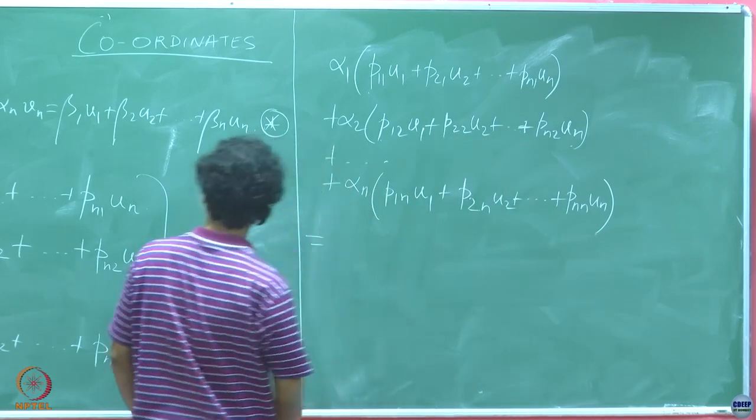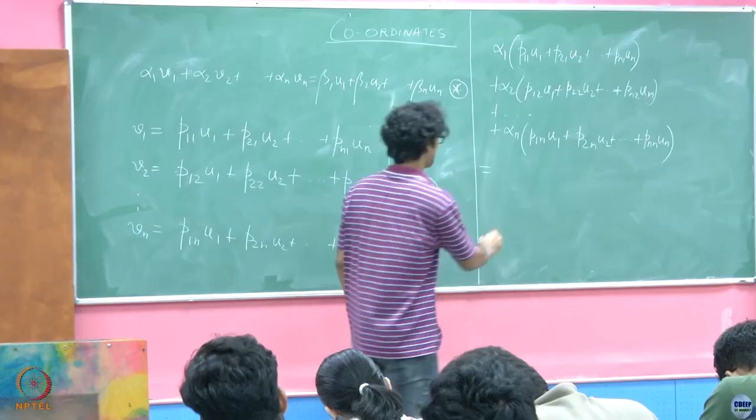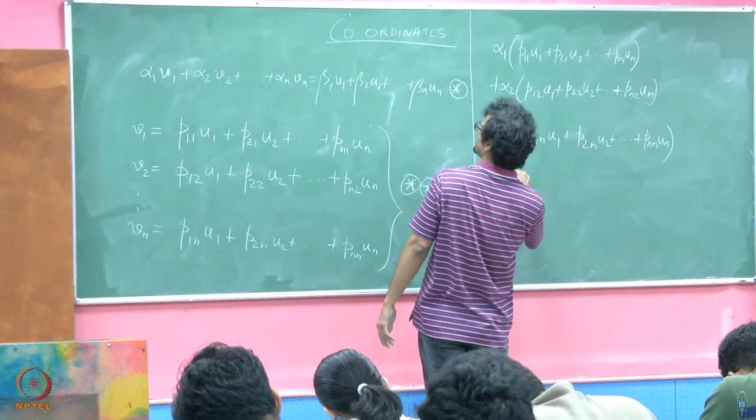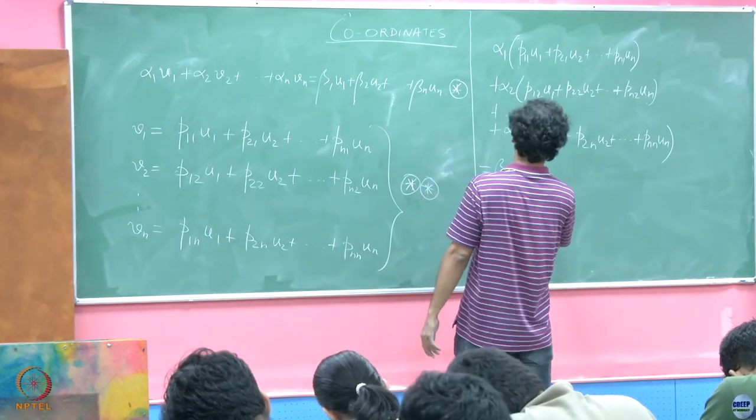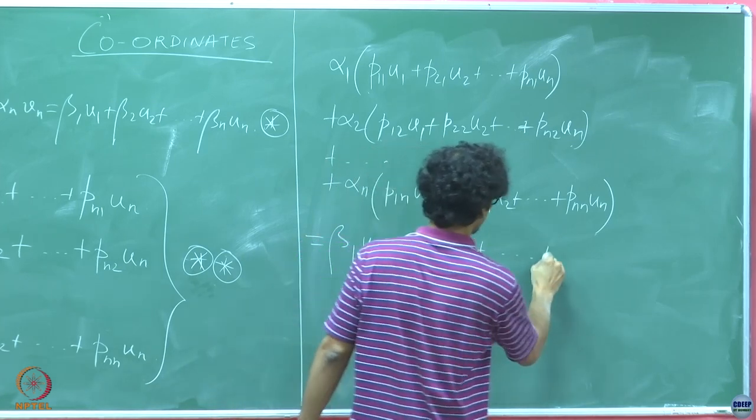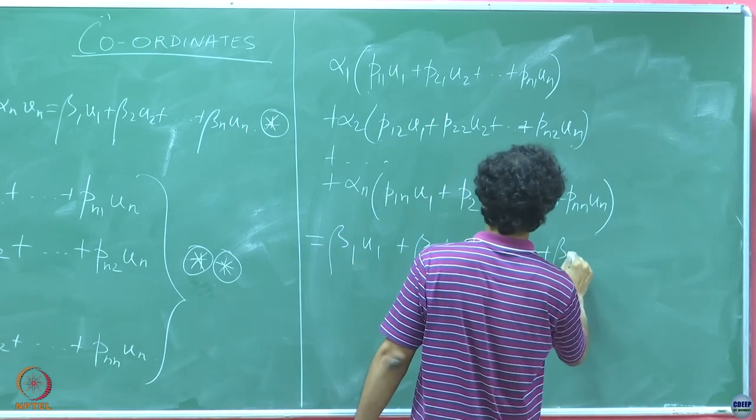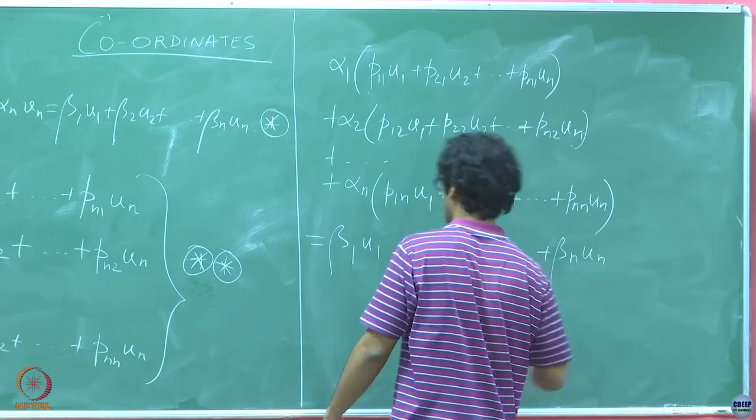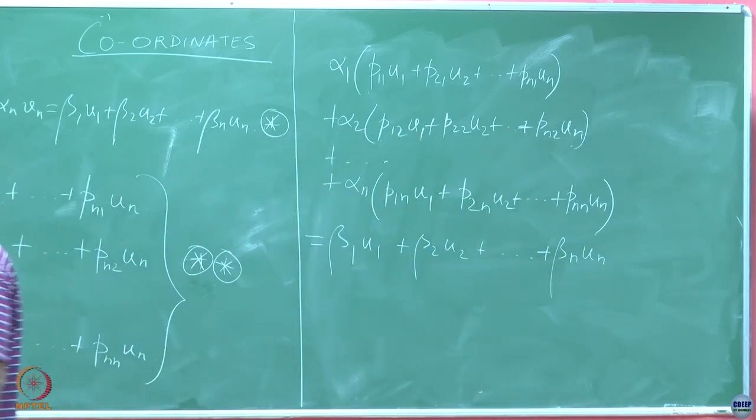This is equal to, on the other hand, I have beta 1 U1 plus beta 2 U2 plus dot dot dot beta n Un. Can you guess what property I am now going to invoke?